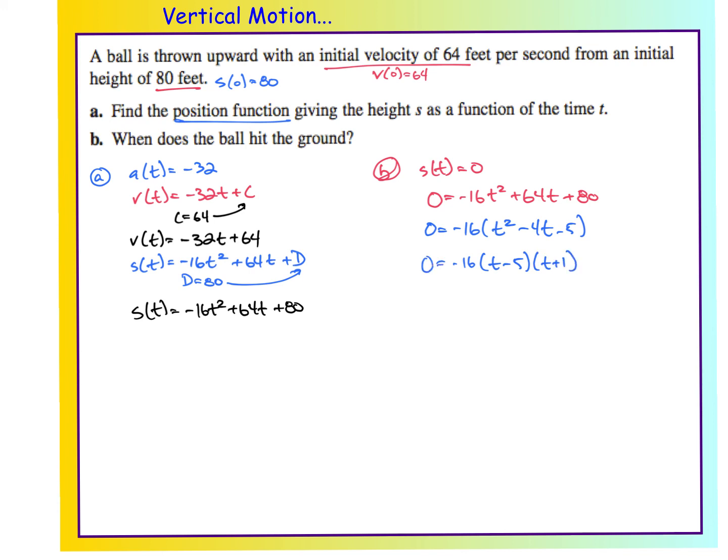So what are my answers? I get t equals 5 and t equals negative 1. Which one doesn't make sense? Negative 1. We're not going back in time. All right. So this one is called what, TJ?